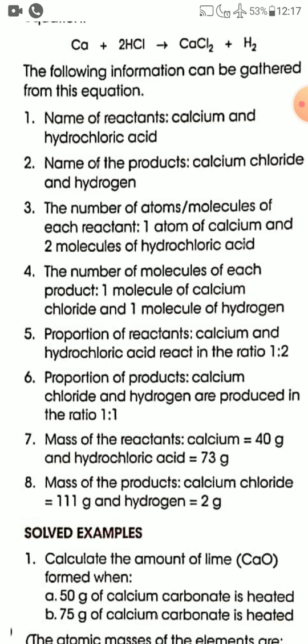First information, the name of reactants. You can get the names of the reactants, that is, which reactants are present in this chemical reaction or chemical change. In this case, the reactants are calcium and hydrochloric acid. Second information, name of the products. From this balanced chemical equation you can get the names of products, and in this case the products are calcium chloride and hydrogen gas.